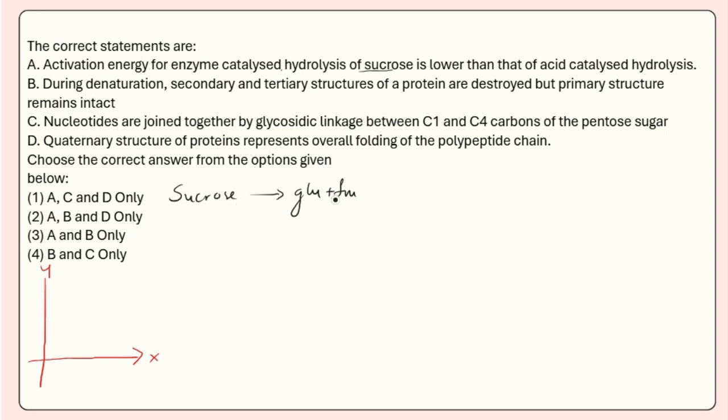There are two ways of doing it. One is in presence of an acid catalyst. There is one more way of doing it by using a biological catalyst, that is nothing but the enzyme sucrase. Sucrase also does the same job of hydrolyzing sucrose to glucose and fructose, but it takes a different pathway. How so? Let's look at the activation energy graph.